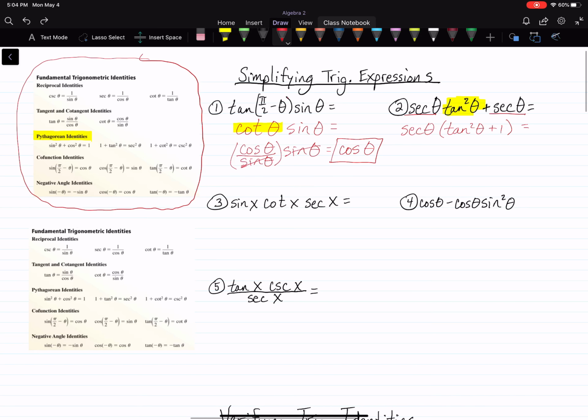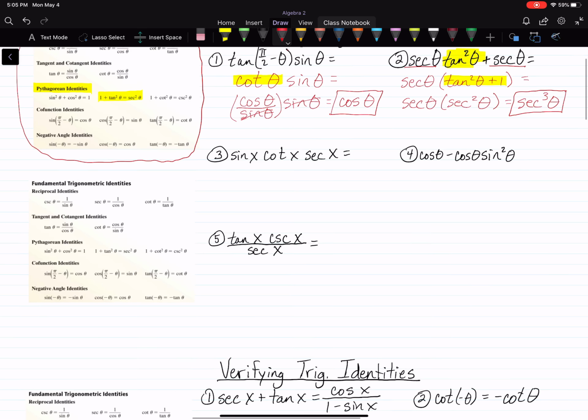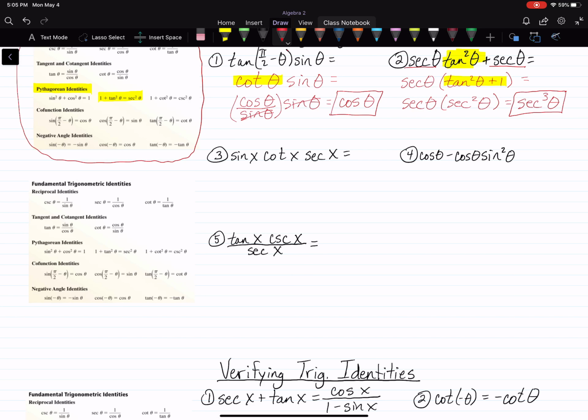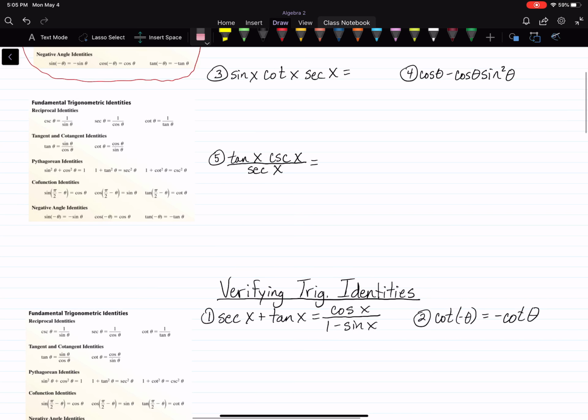Now I can take this tangent squared theta plus 1, and if you look right here, tangent squared theta plus 1, or 1 plus tangent squared theta, it's the same thing. That equals secant squared theta. Then secant squared theta times secant is secant cubed theta. And that's about as simple as it gets. Moving on, number 3. Same thing we're doing here, just figuring out how to simplify.